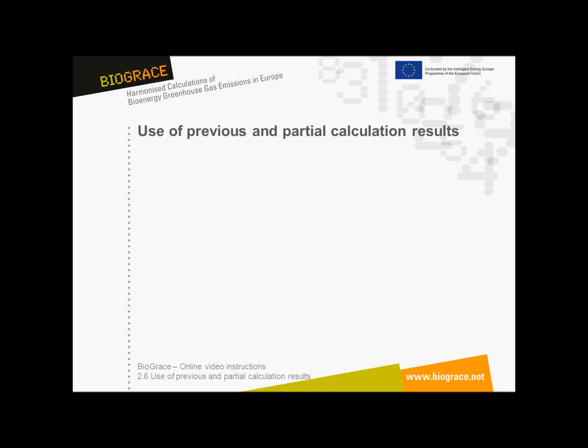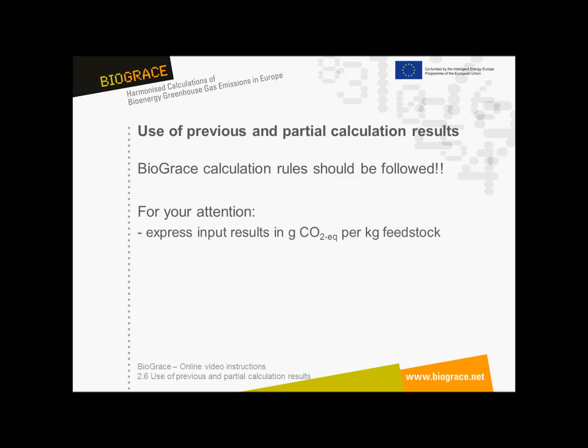The document BioGrace calculation rules contains specific calculation rules which should be followed while using the result from previous and partial greenhouse gas calculations. General information and requirements when doing such modifications are: the results of the previous calculation shall be expressed in grams CO2 equivalent per kilogram of feedstock. Changing such a value will override all values and calculations in that step.